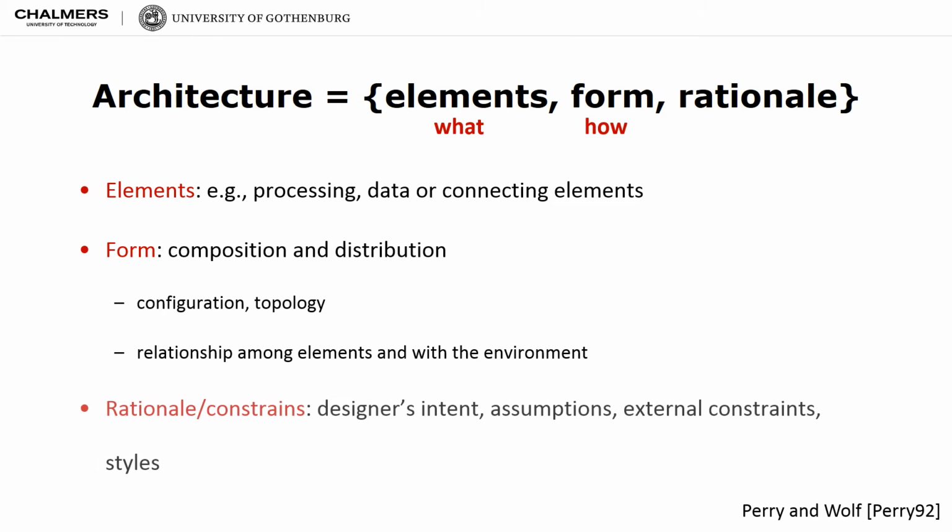Thirdly, there's rationale and constraints. They address the designer's intent, assumptions, and external constraints. A rationale is an integral part of an architecture. The rationale captures the motivation for the choice of architectural style, the choice of elements, and the choice of form. In software architecture, the rationale explicates the satisfaction of the system constraints. The rationale provides the underlying basis for the architecture in terms of constraints, which often derive from system requirements.